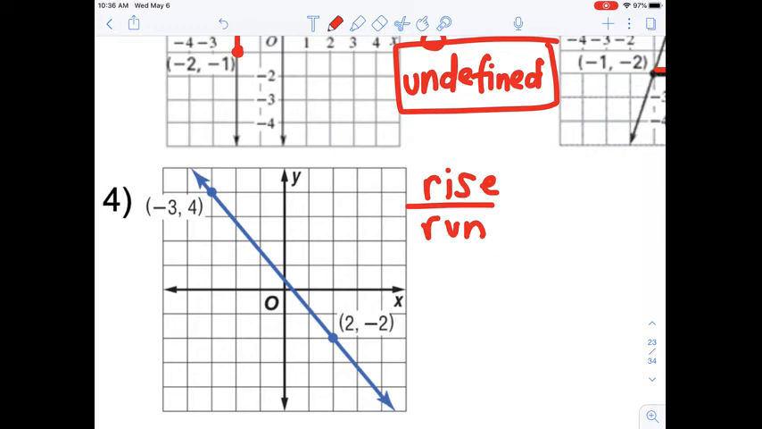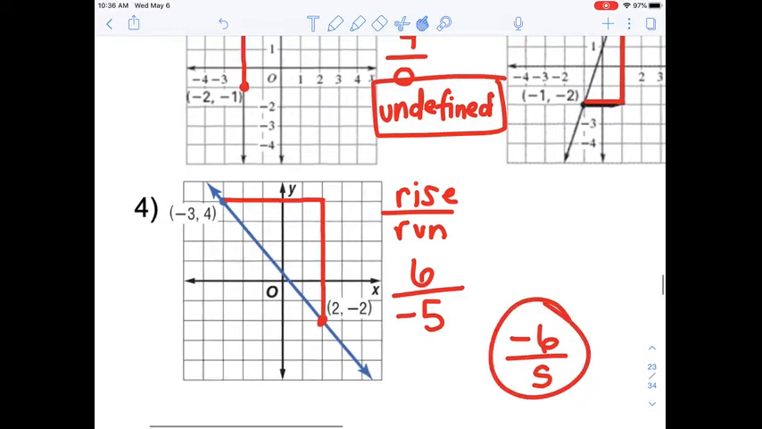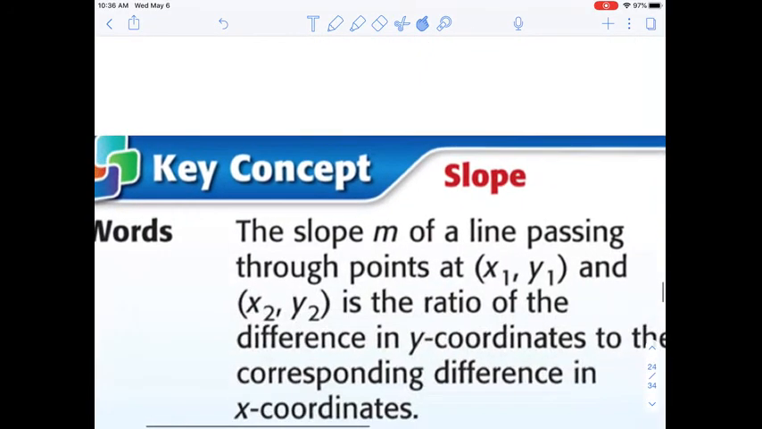Okay, and then this next one, again, we're given a graph, so we're going to use rise over run. Doesn't matter which point you start with, you're going to get the same answer. So let's say I start with this point. My rise is 1, 2, 3, 4, 5, 6, up 6, so it's positive. And then my run is left 1, 2, 3, 4, 5. So to the left 5, so -5. And there's my answer. 6 over -5, it could also be written as -6 over 5. Both answers work.